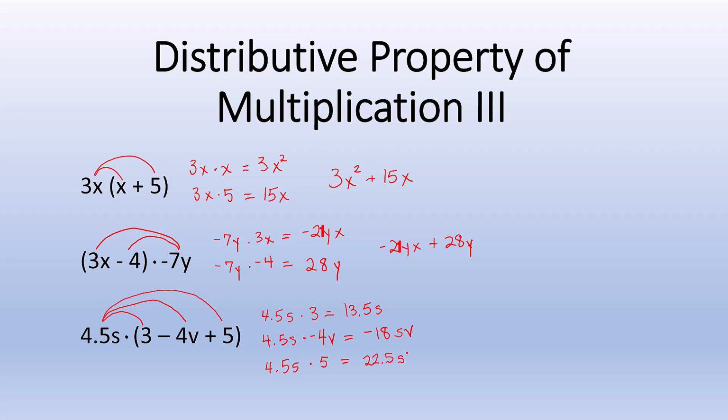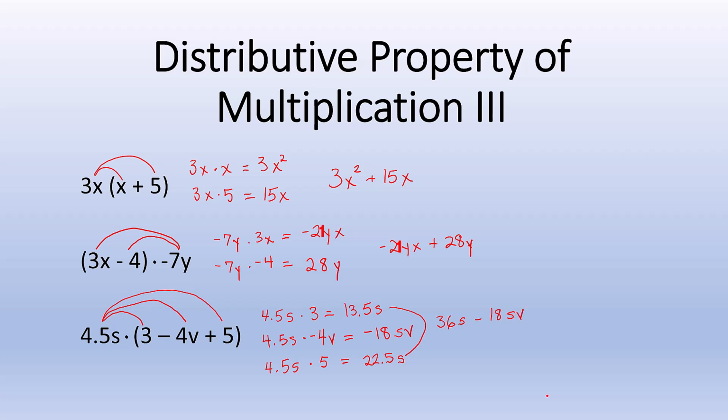22.5s. Here we have 13.5s and 22.5s. Since they have the same variable, we can combine them together. And that's going to give us 36s minus 18sv.